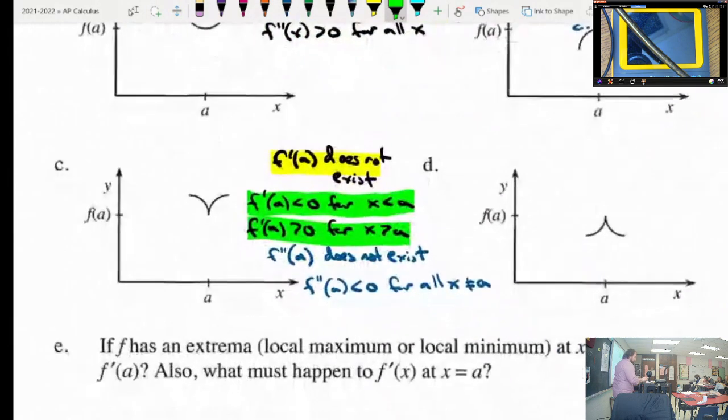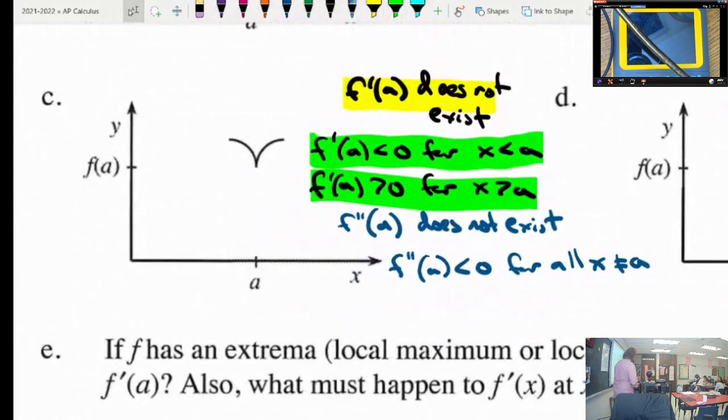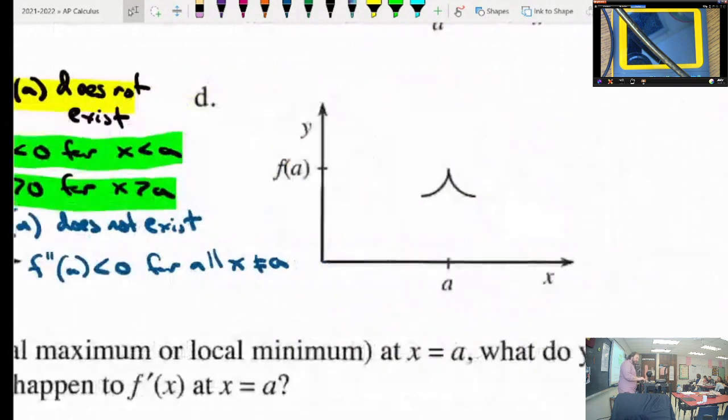The second derivative also doesn't exist because the first derivative doesn't exist. But the graph is still concave down all the time. It's just a weird concave down on one side and a kind of different concave down on the other side. The same set of things is true about D.